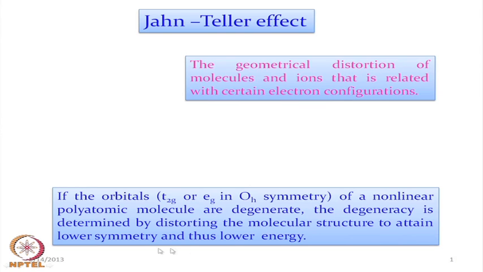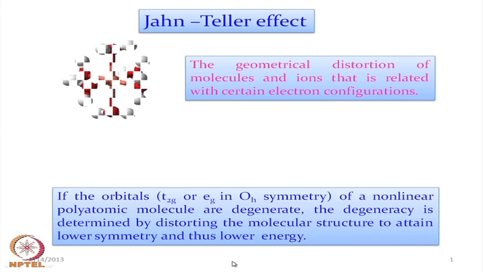So the degeneracy is removed by distorting the molecular structure to attain a low symmetry, thus a low energy situation. This distortion will lift all this degeneracy, that means they will no longer be degenerate. The t2g set will have further splitting and the eg set will have further splitting, and unequal occupancy of those split levels will give rise to a low energy situation. The splitting, we know, originates from the lower symmetry compared to the octahedral symmetry.